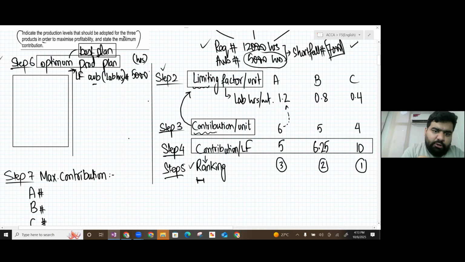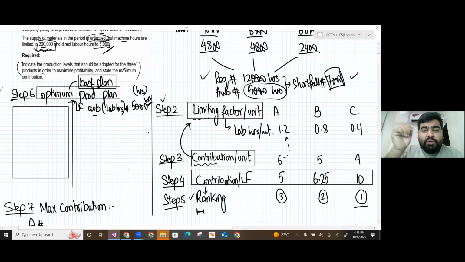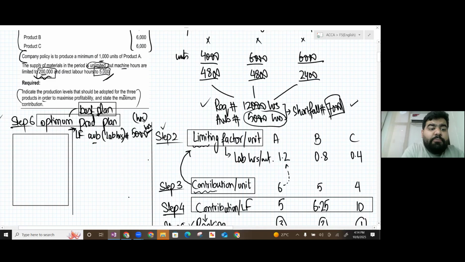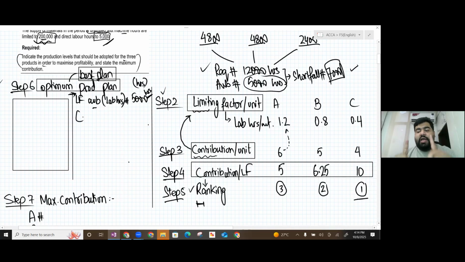According to ranking, which product will you make first? You have a total of 5,000 hours and that is short. I know that 12,000 hours are needed, but you have 5,000. Obviously, you will say that according to ranking we will make C first. If it were a normal question, I would have written C here. But in the question, if you remember, it was written that the company policy is to produce a minimum of 1,000 units of product A. If this line was not mentioned, I would have started from C.